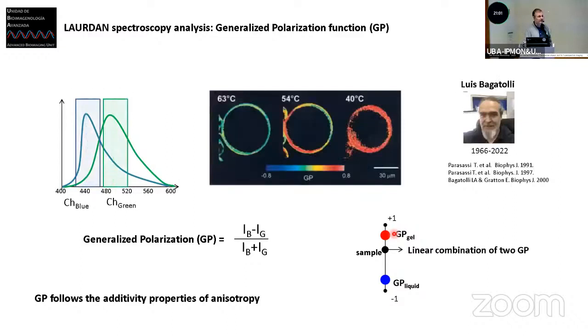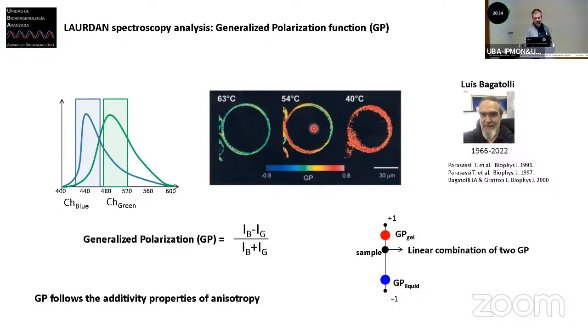And these are GUVs from my friend Luis Bagatolli, who spent a lot of time doing these giant unilamellar vesicles. And if you label these vesicles with Laurdan, and you have a microscope to observe, you can see changes in the environment of the lipid domains because of the change in the physical state of organization of the membrane.